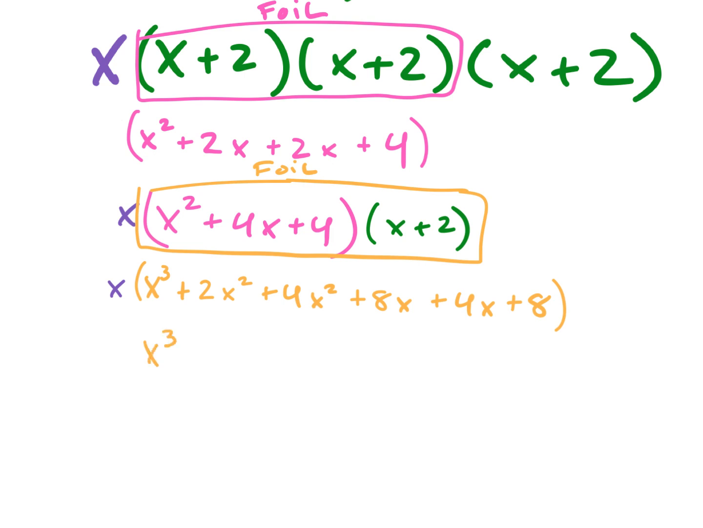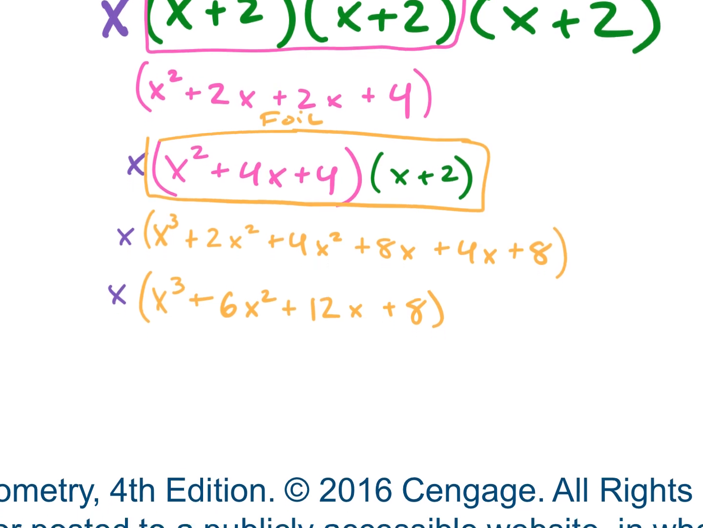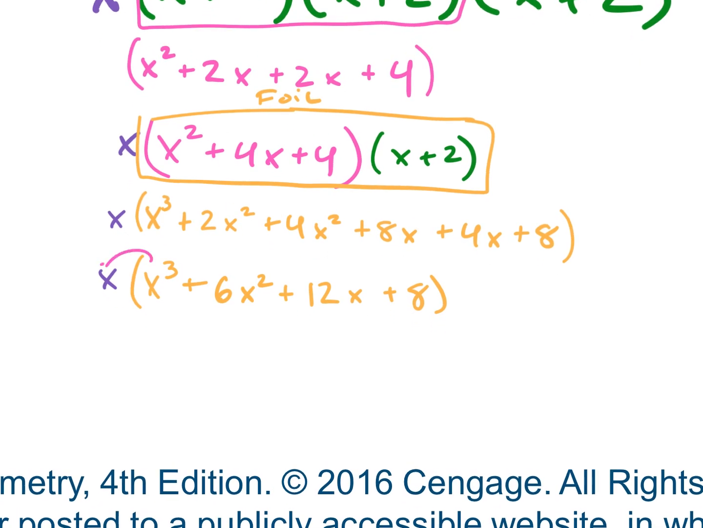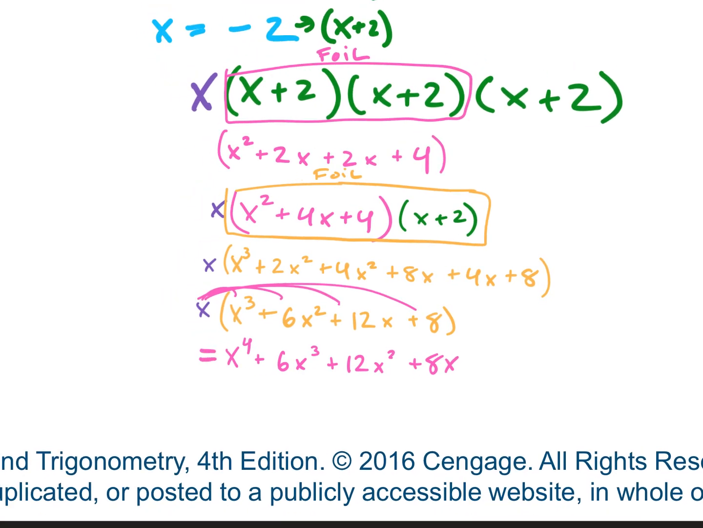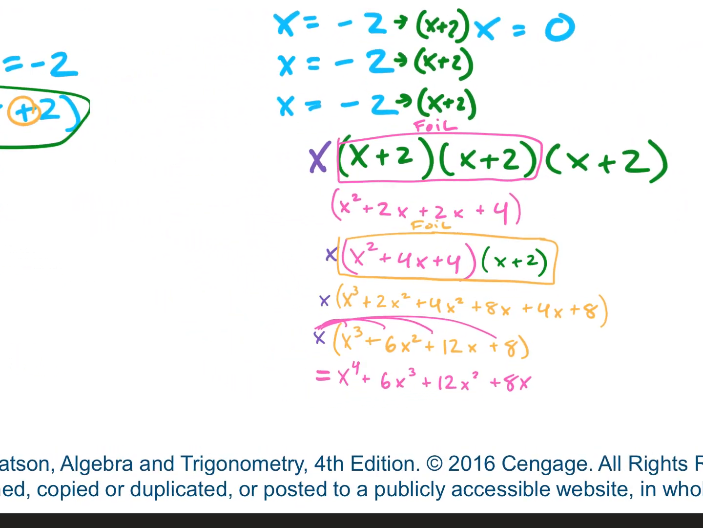So we have x cubed, 6x squared plus 12x plus 8. And then what would I do lastly? Awesome. I still have to distribute that x to everything on the inside. So we have x to the 4th power plus 6x cubed plus 12x squared plus 8x. And then we can't forget to name it. It tells us this is q of x.